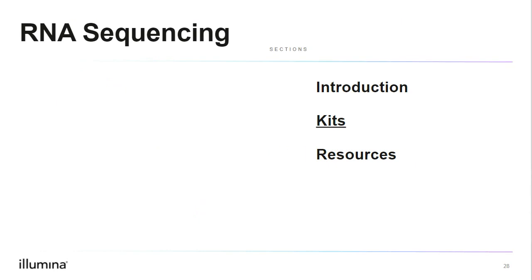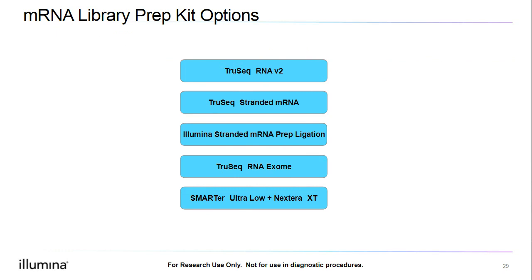Now let's move on to our kit options for RNA sequencing. We have 6 mRNA library prep kit options. The differences between these kits lie in how they capture RNA, the output, and the analysis that can be performed downstream. These kits are TruSeq RNA V2, TruSeq Stranded mRNA, Illumina Stranded mRNA Prep Ligation, TruSeq RNA Exome, and Smarter Ultra Low with Nextera XT.